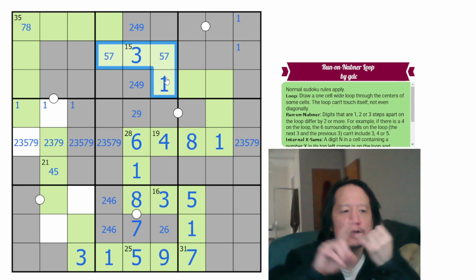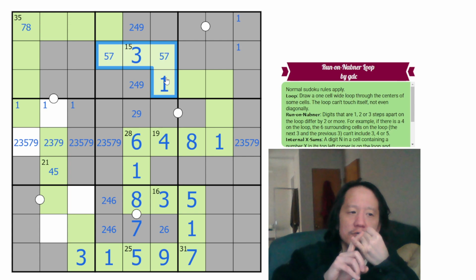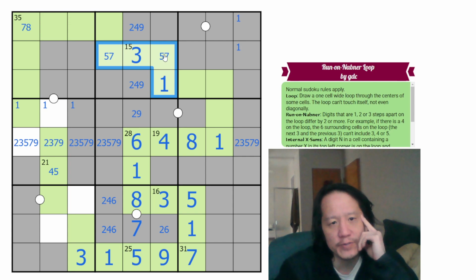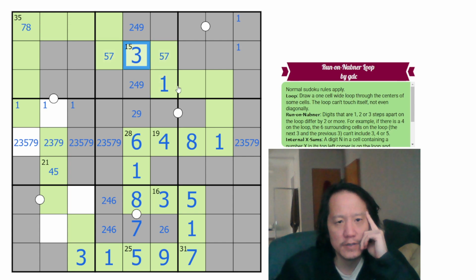So 5 eliminates 4 and 6 also. 7 eliminates 6 and 8. And 2 is eliminated by the 3. So 5 eliminates 4 and 6. 7 eliminates 6 and 8. And this can't be 9. So therefore this has to be 1.